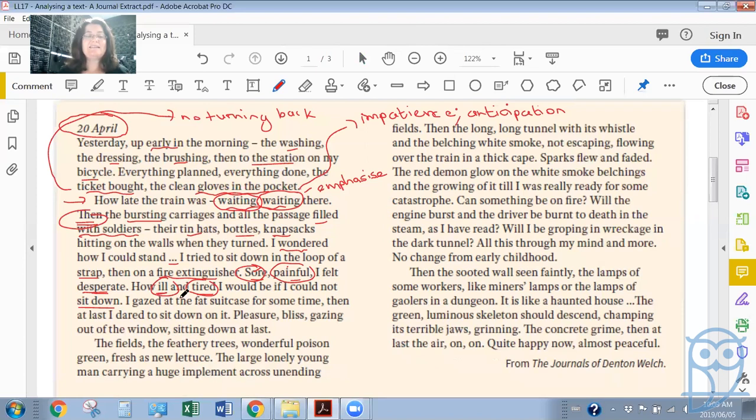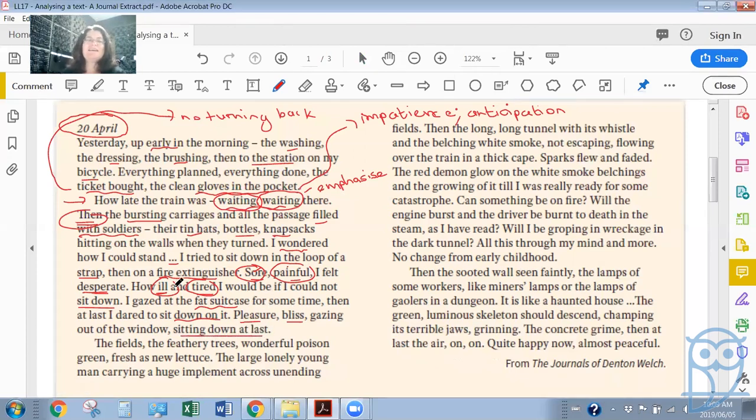I gazed at the fat suitcase for some time. Then at last, I dared to sit down on it. So this is not his suitcase. This is somebody else's suitcase. But he's so desperate, he sits down on it. Okay, and then what happens? Pleasure, bliss, gazing out of the window, sitting down at last.